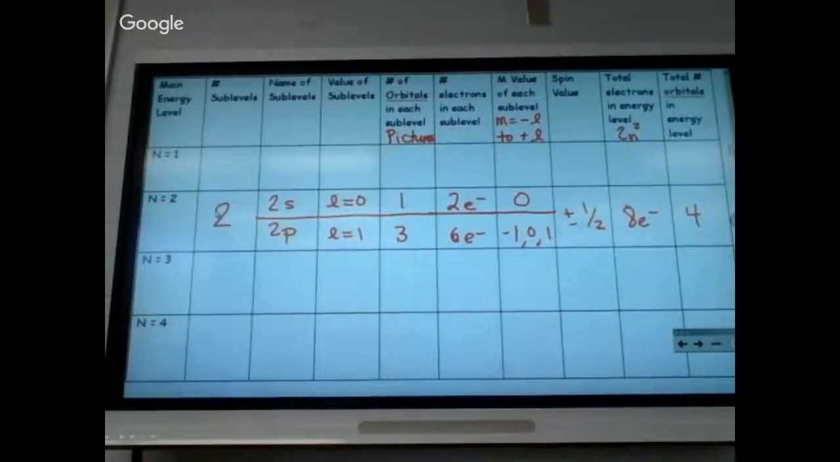The l value. What number is assigned to s? Why did you put that? Because they're still on my definition.